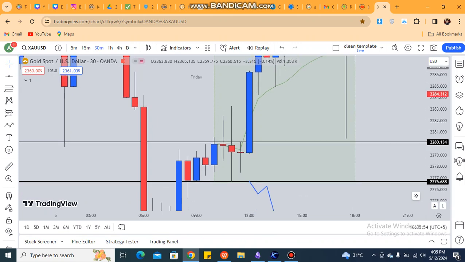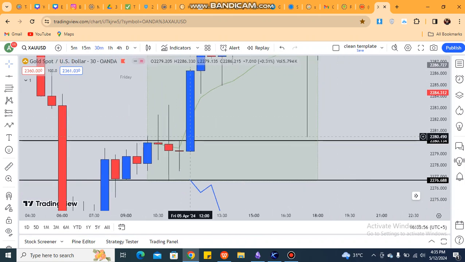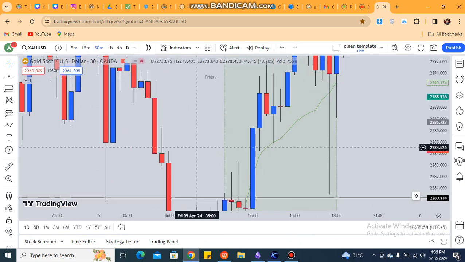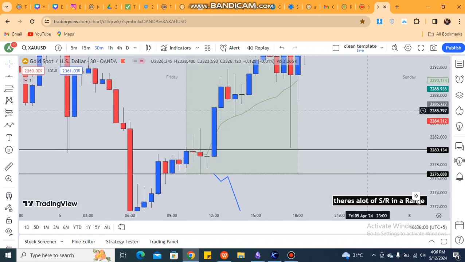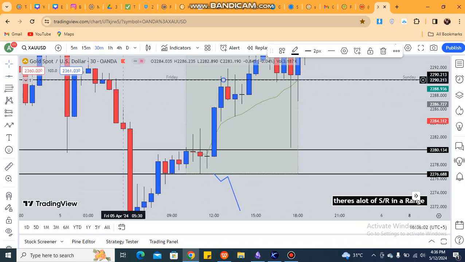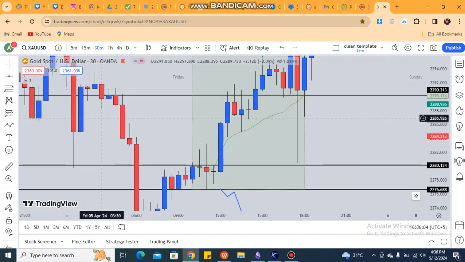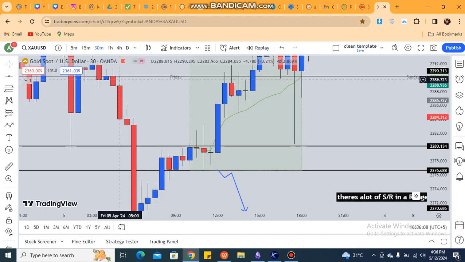Now listen, here's the thing. This was the resistance, and if we come up, this is the next resistance. This is a bullish candle, and the next candle is a bearish candle. So we have a resistance formed, and there is a clean range. There is no support in this range, there is no resistance in this range.